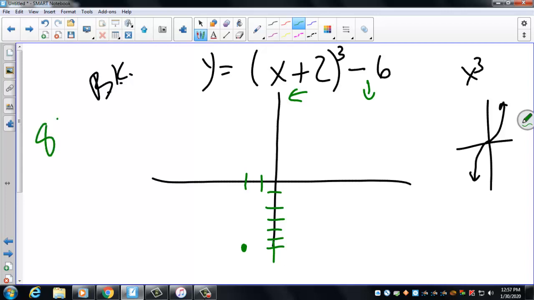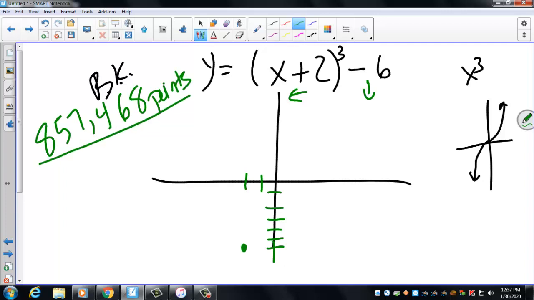For 857,468 points. Will it be in the next test? On test number 8.